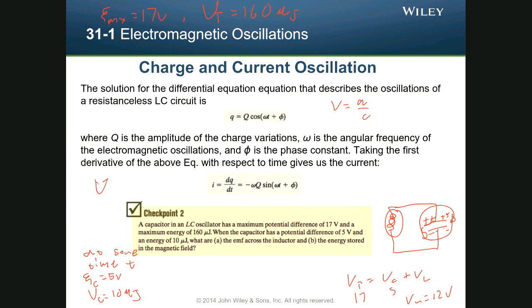U_T, the total energy, is equal to the energy stored in the capacitor plus the energy stored in the inductor, right? So if the total energy is 160 and the energy stored in the capacitor is 10 microjoules, they're all in microjoules, all you have to do is solve for U_L equals 160 minus 10 equals 150 microjoules. Okay? Does that make sense?